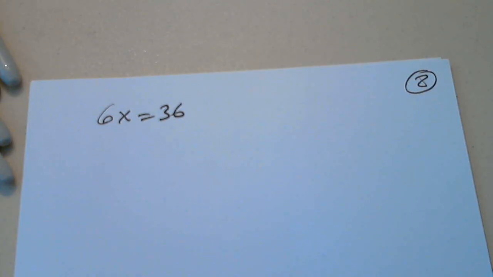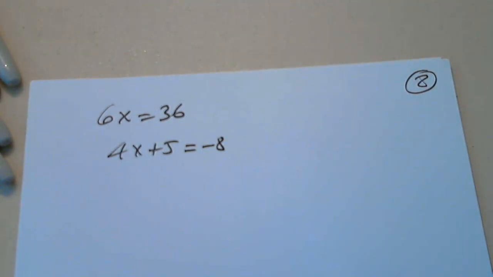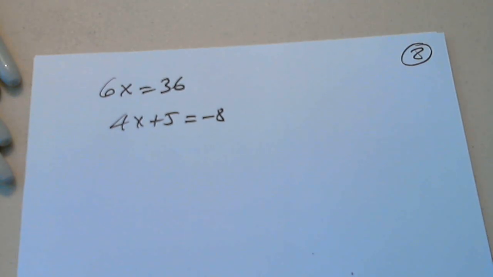The sum of quadruple a number and 5 is negative 8. 4x plus 5 equals negative 8. Perfect. Do you all agree with this? Yes. How will I solve it? I know they're not asking us to solve it, but I'd like to solve it.